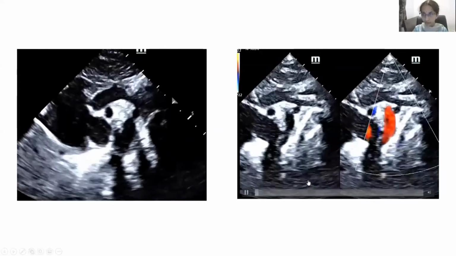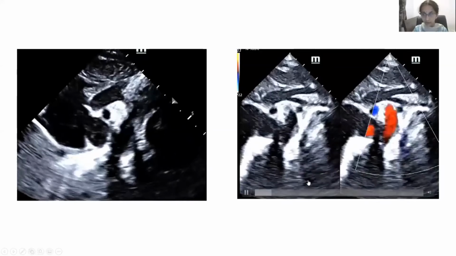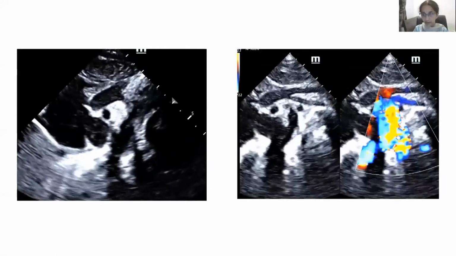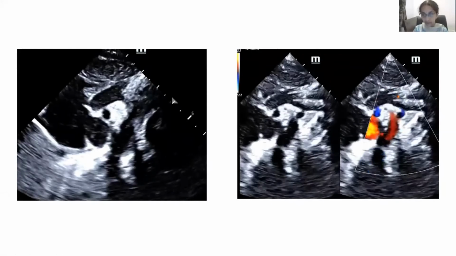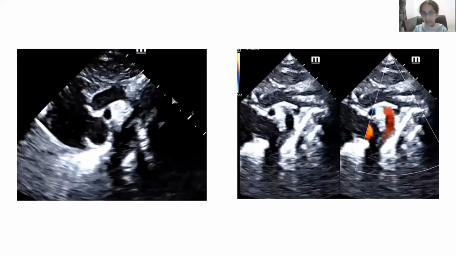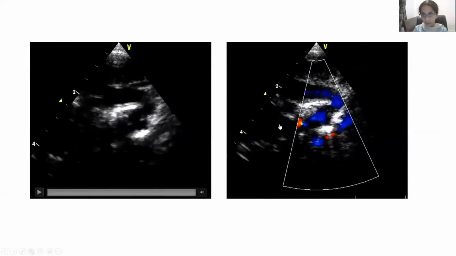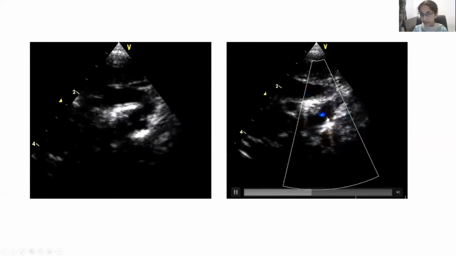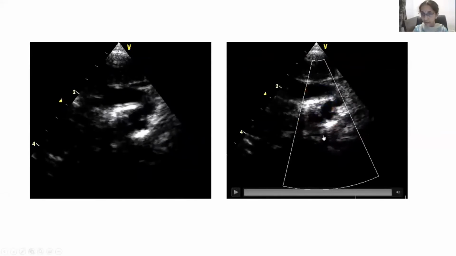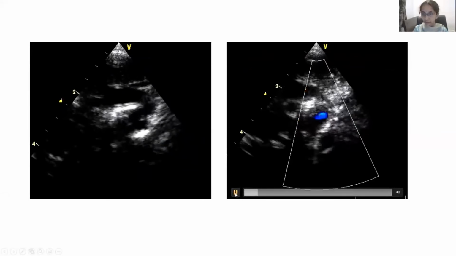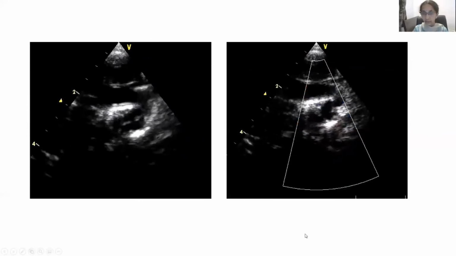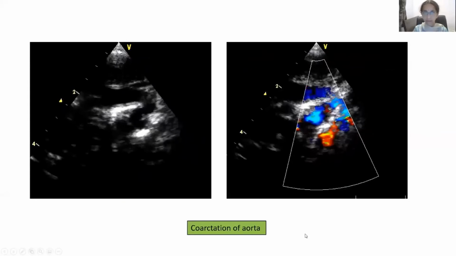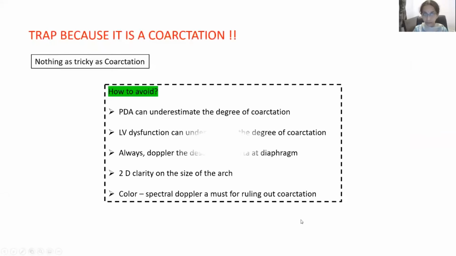Coarctation in presence of a PDA will not give you gradients at the arch and will not give you Dopplers in the descending aorta suggestive of coarctation. In a similar way, this is the arch which on 2D looks completely wide open, whereas when we put color, we realize that there is an extremely tight coarct, and the blue flow is only the trickle of flow which is happening distal to the coarct segment. Hence, we might be underestimating the coarctation in presence of PDA and LV dysfunction.